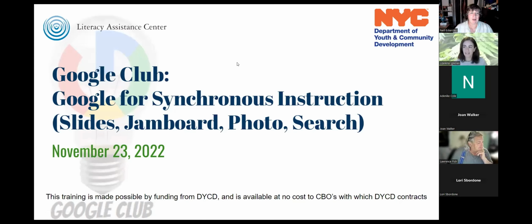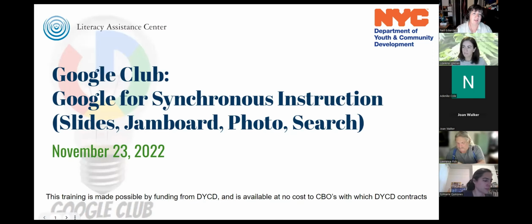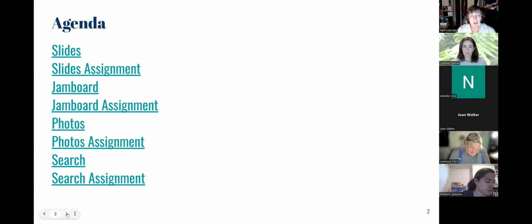So welcome everybody. Today's session of Google Club, or Google Club meeting, is synchronous instruction ideas using a couple of different Google tools. We're going to look at Slides, Jamboard, Photos, and Search today. Again, all of these tools could be used obviously for asynchronous activities and just for fun in life and productivity, whatever, but we're going to focus on them with the idea of synchronous activities, and that means activities that we are doing together or that will be done in the room together when we're all in class or on a Zoom together. You'll notice here's our agenda.